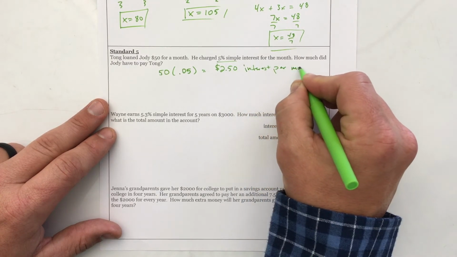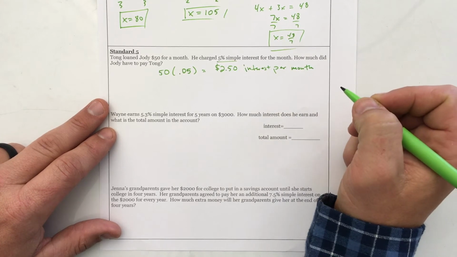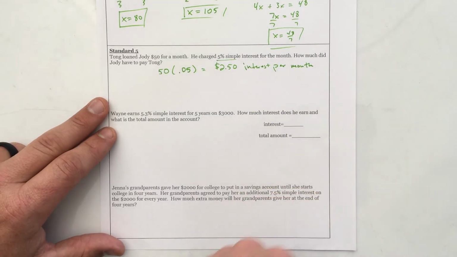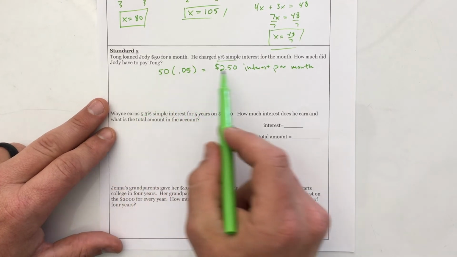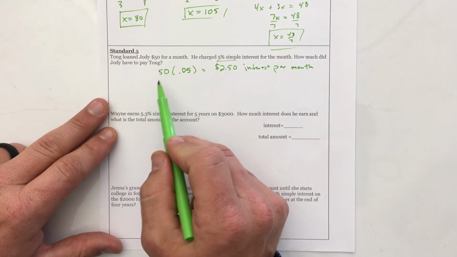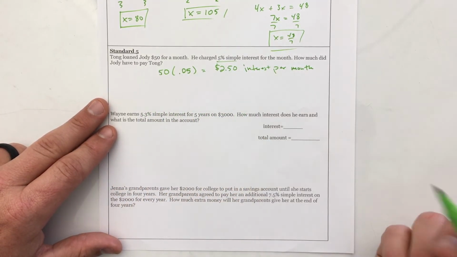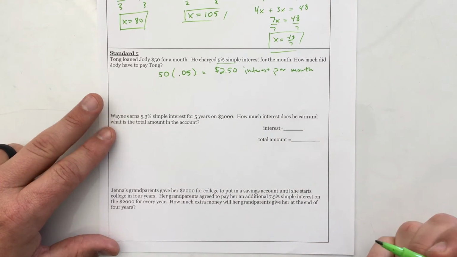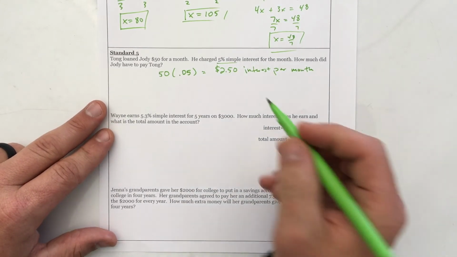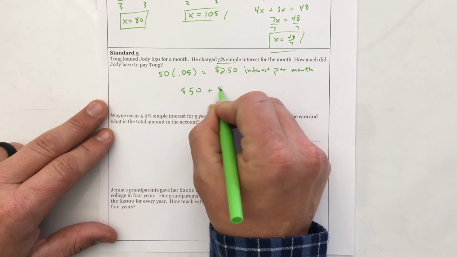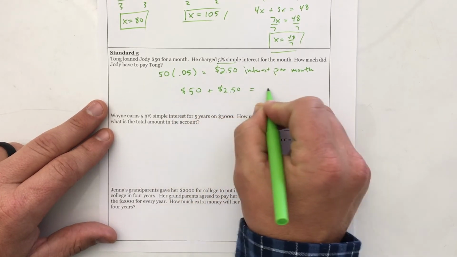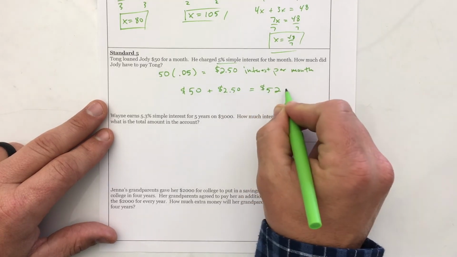per month. Now, a lot of you just left this as your answer. And if you did, I would like to borrow money from you. Because if I borrow $50 and I say in a month, how much do I owe you? And you say $2.50, like this is going to go very well for me. You have to take the original principal and add it to the interest. And your answer is $52.50.